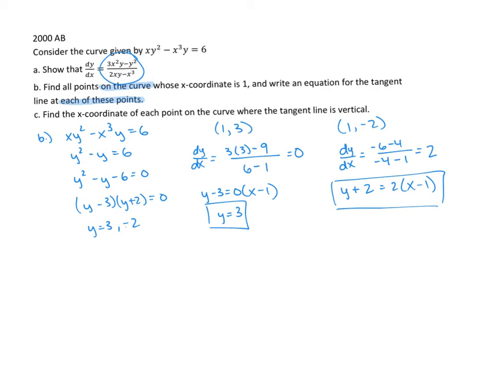So this question, just to give you an idea, this was worth 4 points. This line here, that was worth 1 point. Getting the two separate y values, that was worth a point. And then the tangent lines were worth 1 each.